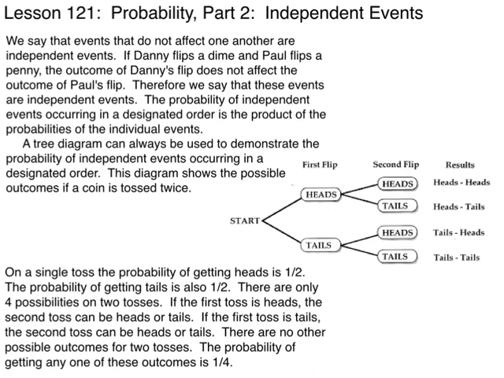The probability of independent events occurring in a designated order is the product, which means multiply, of the probabilities of the individual events. Now we express probability usually as a fraction. So product of the probability means we're going to be multiplying fractions. A tree diagram can be used to demonstrate the probability of independent events that occur in a designated order.